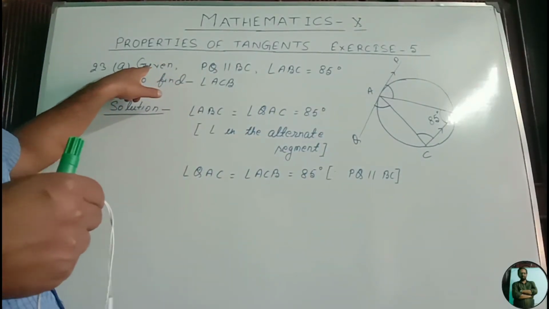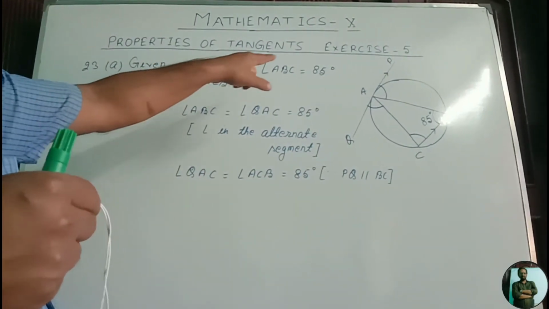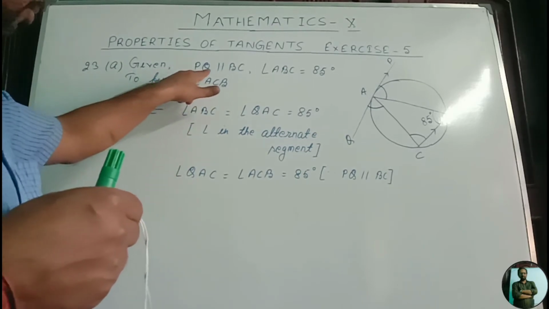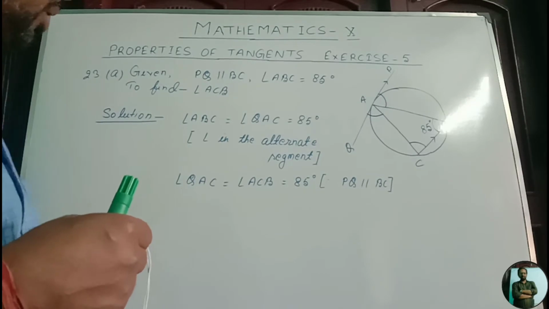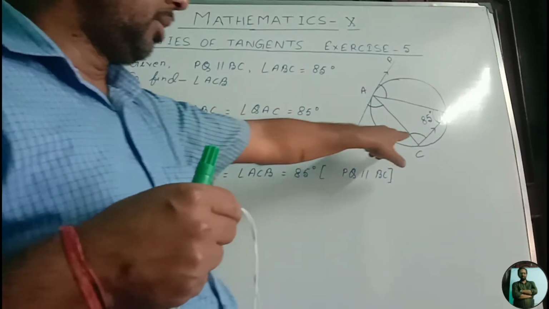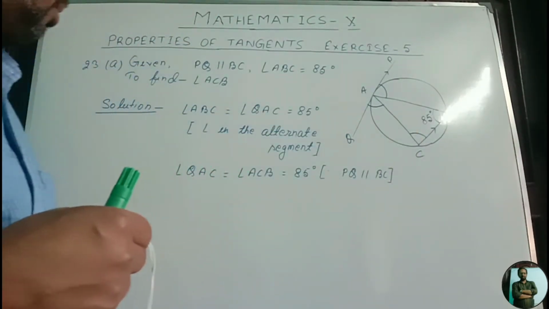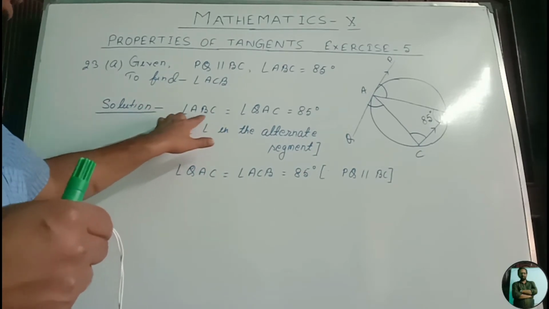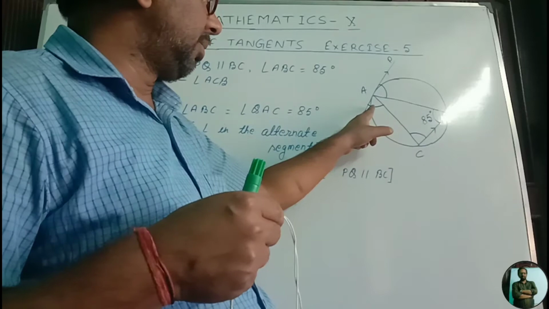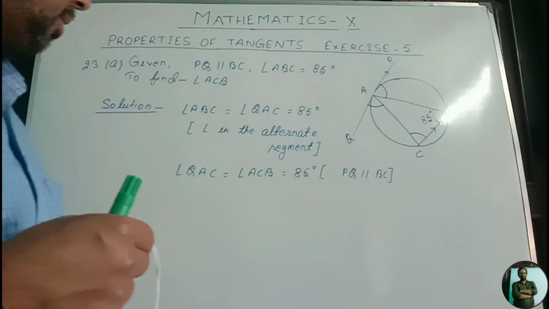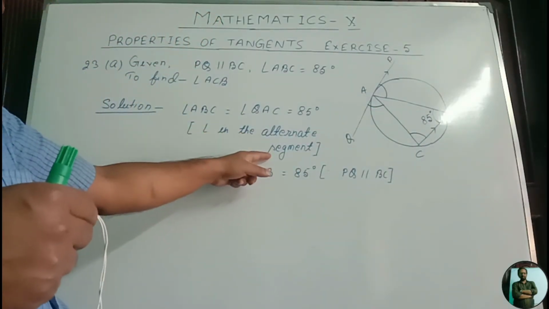So in the first paragraph I have written all the informations. PQ is parallel to BC and angle ABC equal to 85 degree. We are asked to find angle ACB, this angle. For that, angle ABC equal to angle QAC, this angle equal to this angle. Why? Angle in the alternate segment.